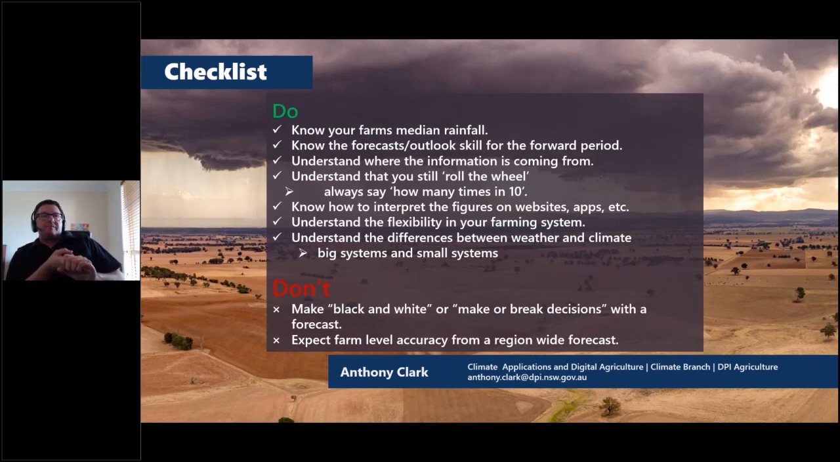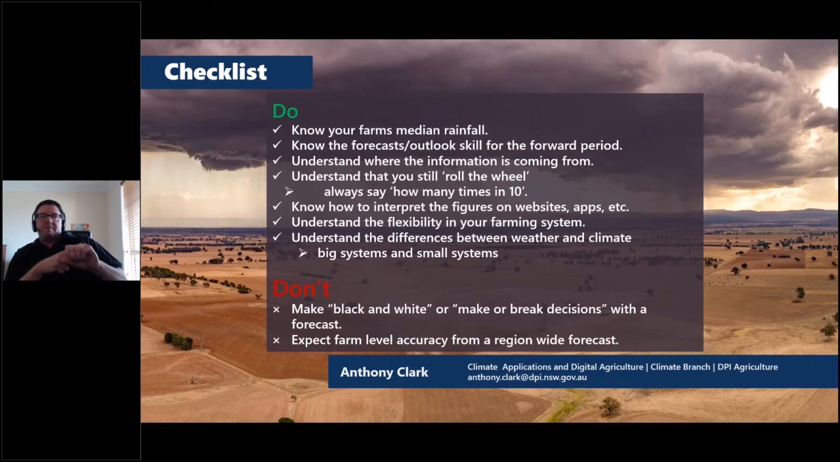A couple of don'ts. Really do not try and make black or white, make or break decisions with any climate forecast. They're probabilistic. If you find that you're trying to rely on the Bureau or the Americans or whomever to go, it will deliver me 10 mils or 50 mils, we really need to unpack and rethink the decision.